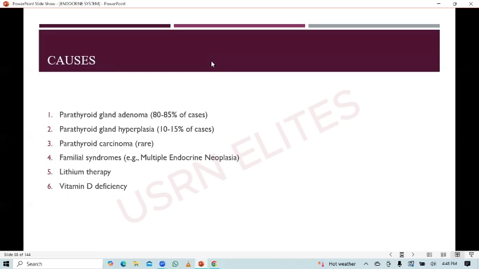Anytime you see multiple endocrine neoplasia, it is simply a situation whereby multiple glands of the endocrine system, let's say thyroid gland, adrenal gland, pituitary gland, are suffering from cancer. And that one can be a cause of hyperparathyroidism.